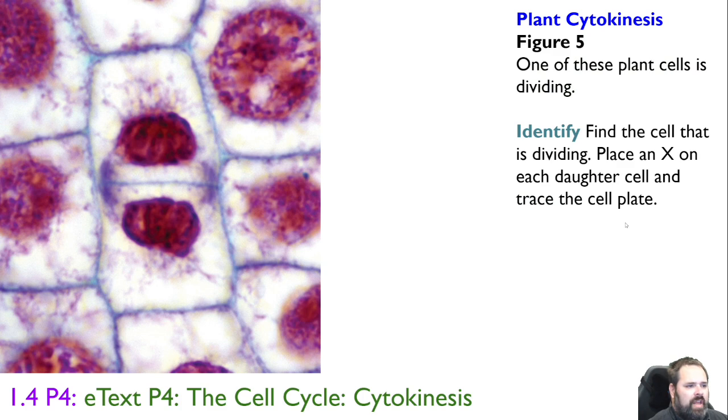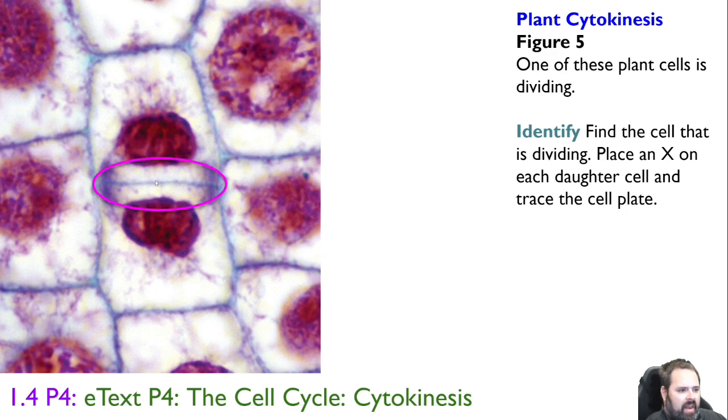I want you to take a look at this image. This is image number 5. So this looks like an onion cell to me, right? I want you to find in the cell where the cell is dividing and place a circle around the cell plate. Okay.